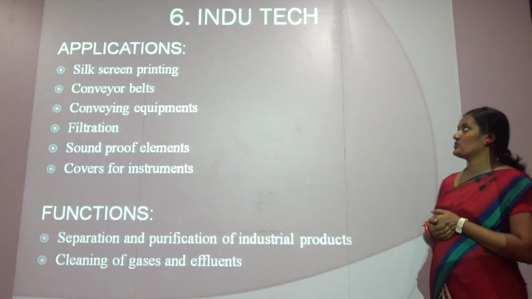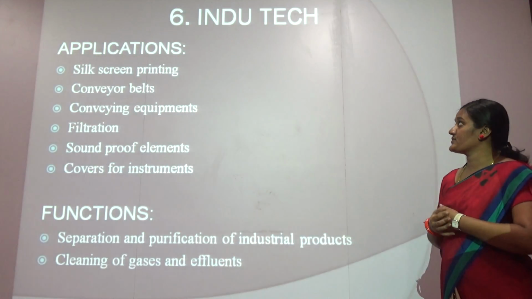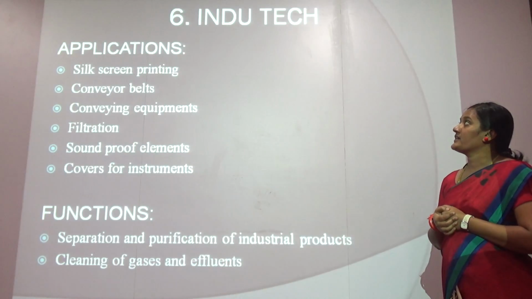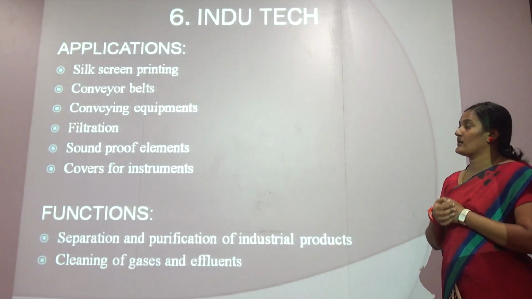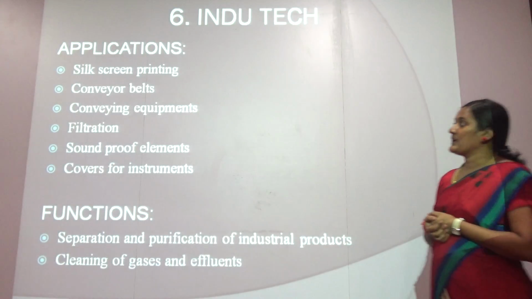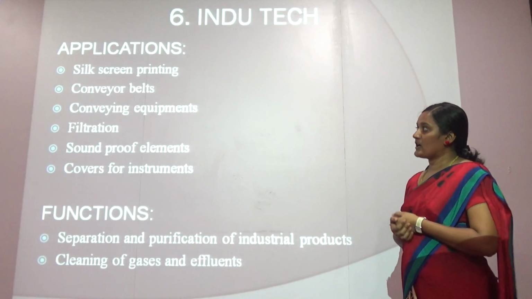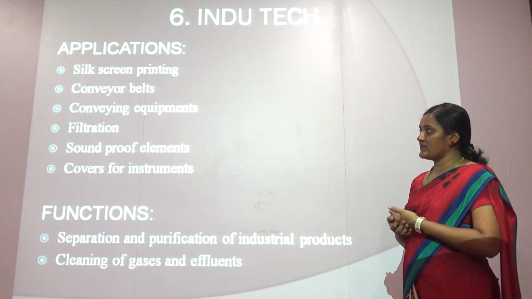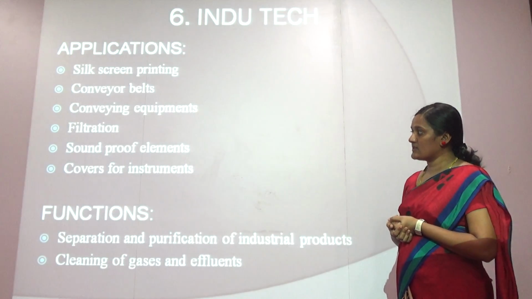Next one is Indutech. Indutech is also called industrial textiles. Here the textile materials used in the field of industrial textiles are called Indutech. Their applications are silk screen printing, conveyor belts, conveying equipments, filtration, soundproof elements, covers for instruments.